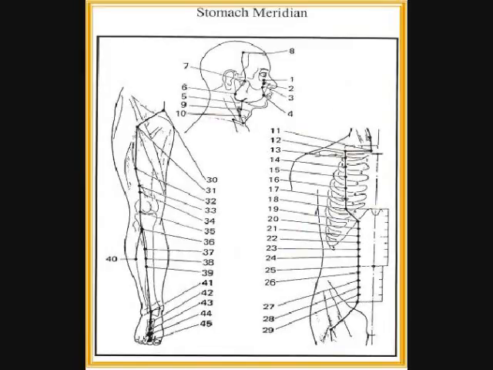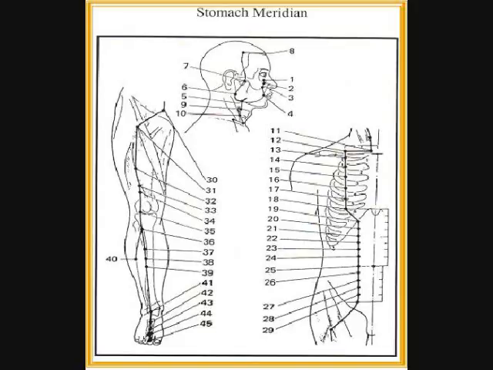Stomach 32. 6 cun above the lateral superior border of the patella in M. rectus femoris. Stomach 33. 3 cun above the lateral superior border of the patella. Stomach 34. When the knee is flexed, the point is 2 cun above the lateral superior border of the patella.